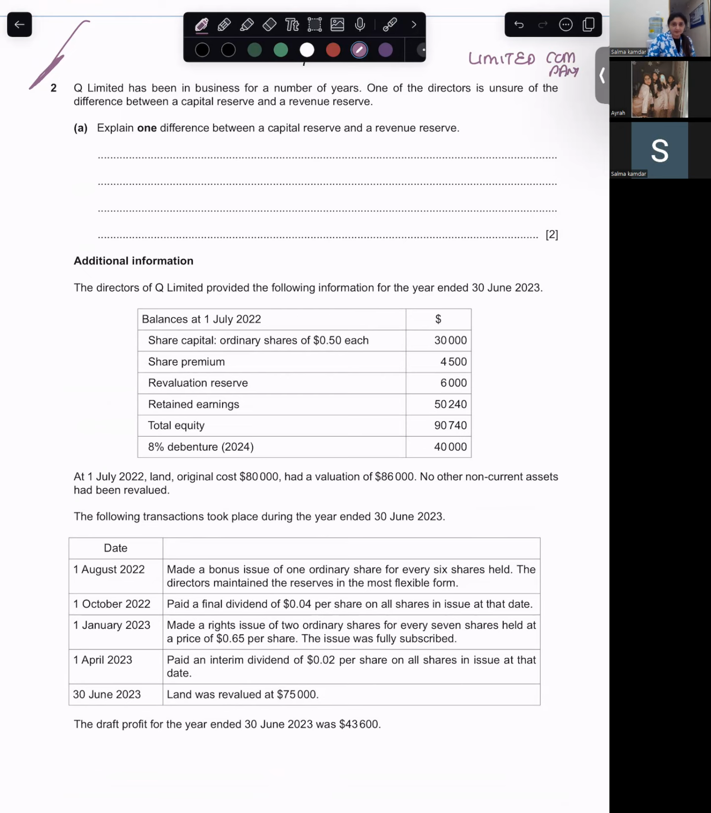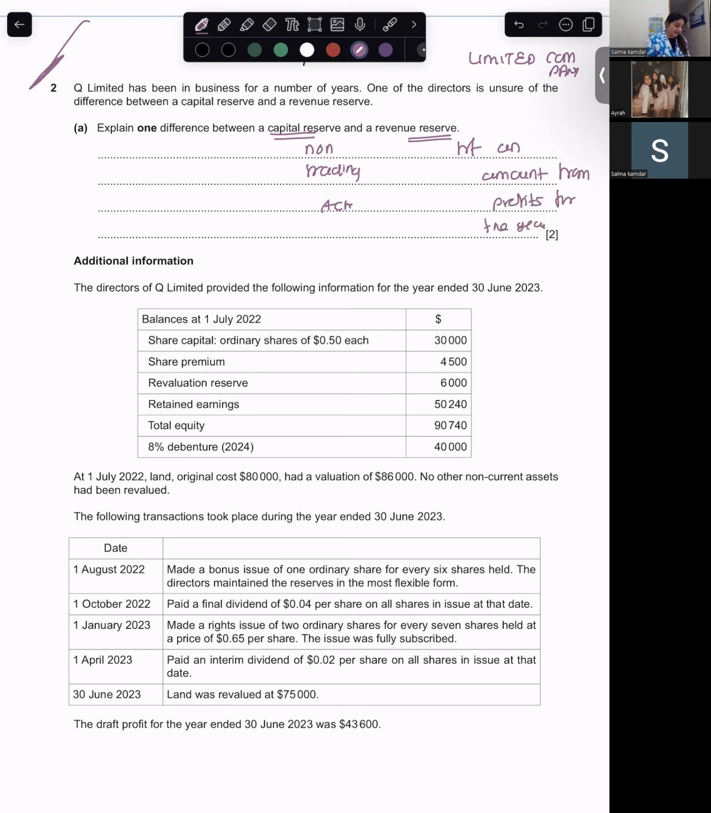Yeah. So revenue reserves are created by transferring an amount from the profit for the year, and capital reserves are created because of non-trading activities. So capital reserves are created because of non-trading activities and revenue reserves are created by transferring an amount from the profit for the year.